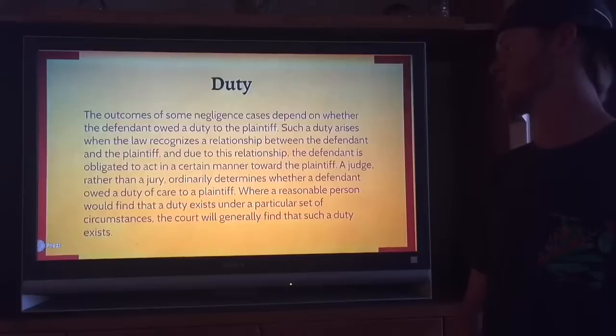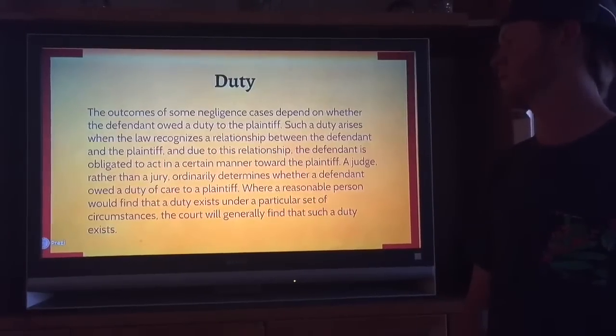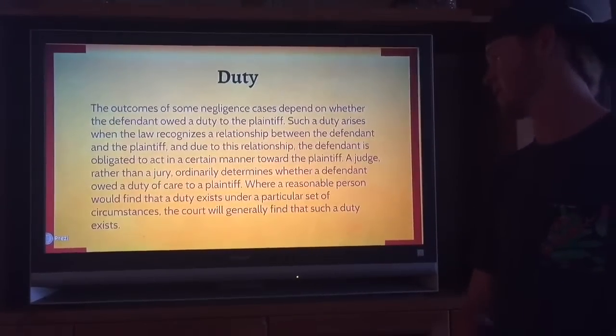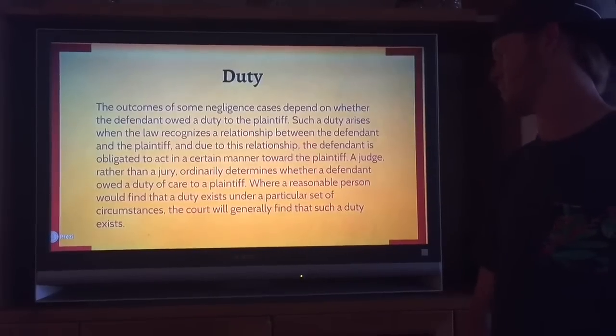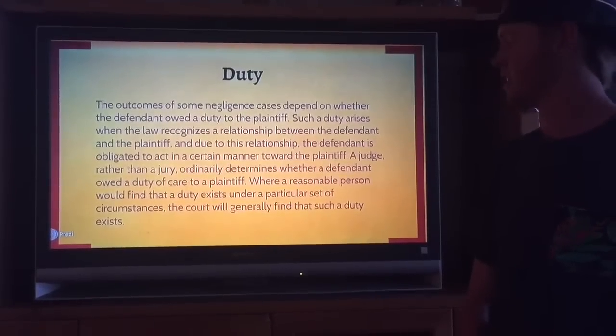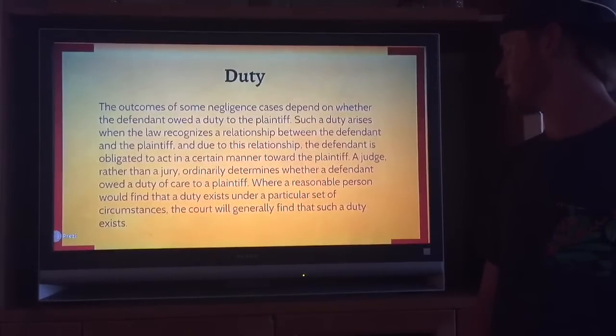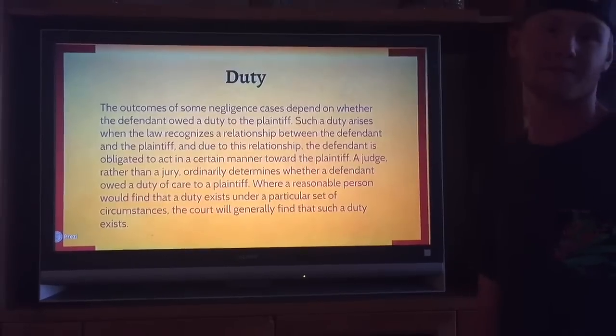A judge, rather than a jury, ordinarily determines whether a defendant owed a duty of care to a plaintiff, where a reasonable person would find that the duty exists under a particular set of circumstances. The court will generally find that such a duty exists.